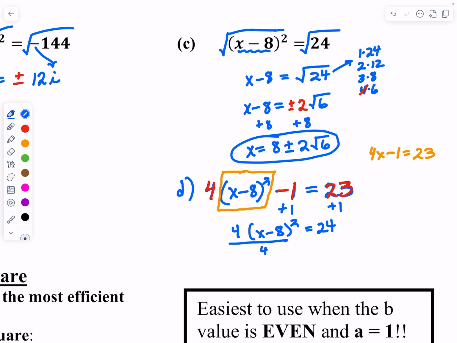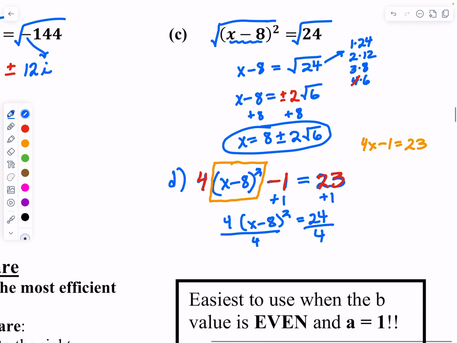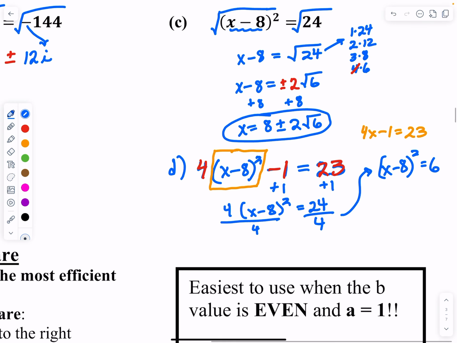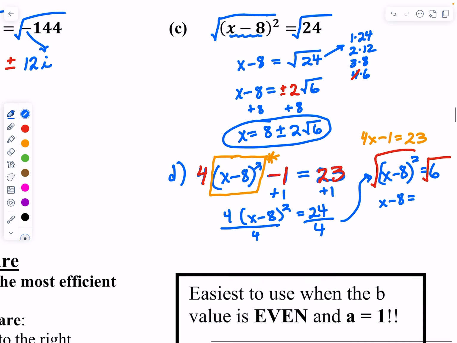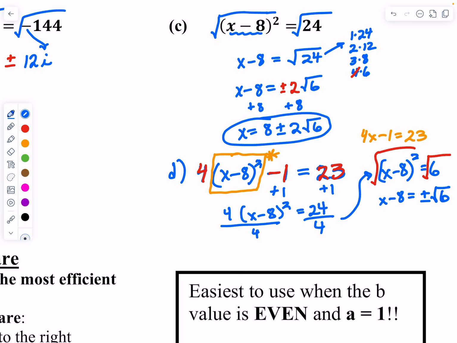Then I'm going to divide by 4. So I have (x minus 8) squared is now 6. And now I have that thing all by itself, right? So my orange is now by itself. So I'm going to take the square root of both sides. And I wind up with x minus 8 equals plus or minus the square root of 6. Can I do anything to the square root of 6? I can't. So I'm just going to add plus 8. So I get 8 plus or minus a decimal, square root of 6.